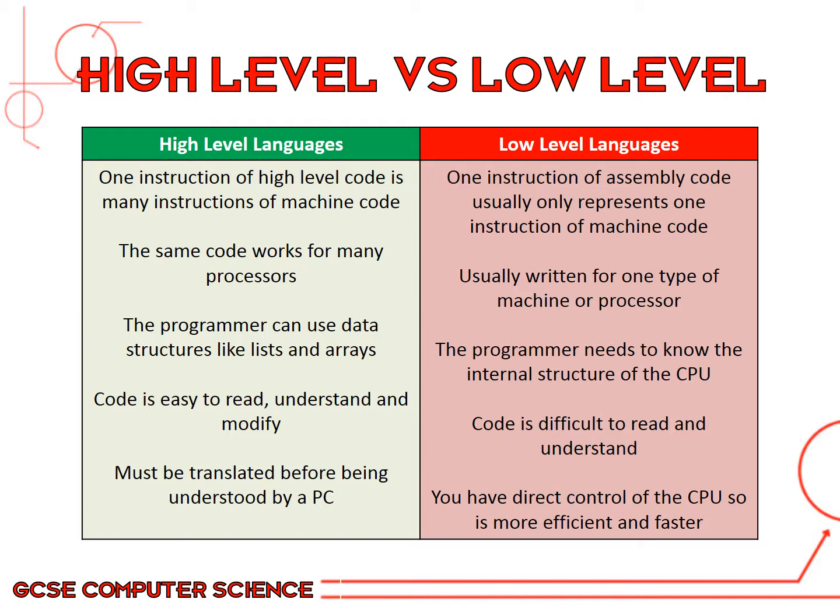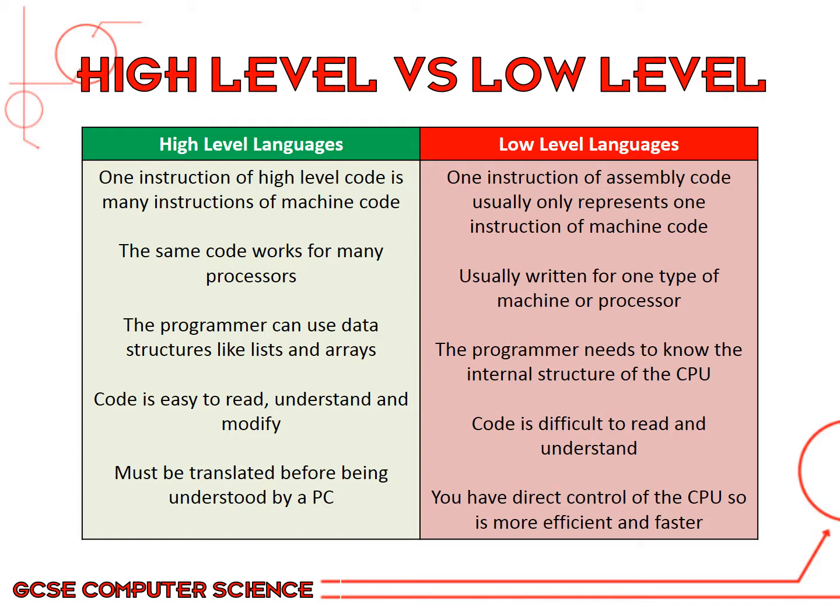The thing with translators is you must translate the code before being understood by a computer. We can understand it, a computer can't. Low-level languages: one instruction of assembly code is only usually one instruction of machine code. One line would be equal to one line.